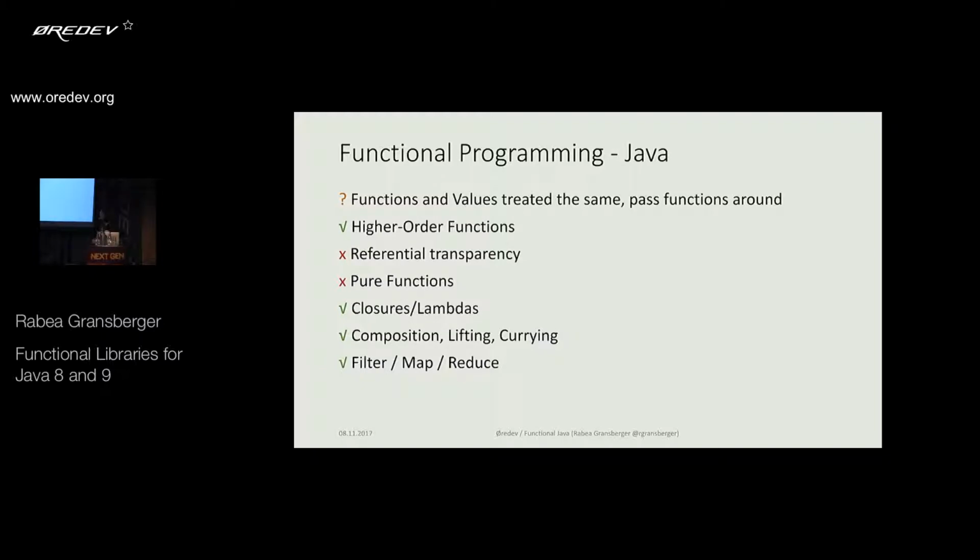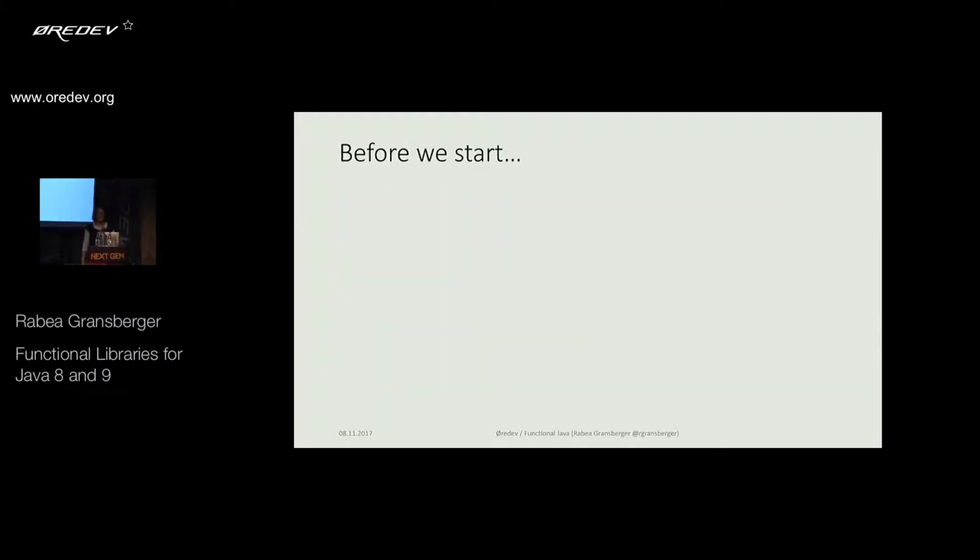Same for pure functions. We have lambdas. We can do composition, lifting, and currying. We have an example of lifting later. And filter, map and reduce is fulfilled with streams. So it's kind of okay to do functional programming in Java, even though it's not a functional programming language.